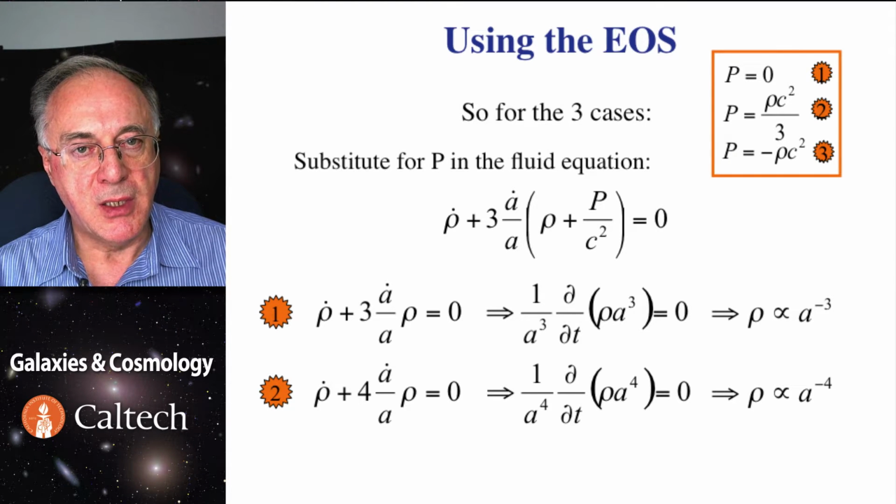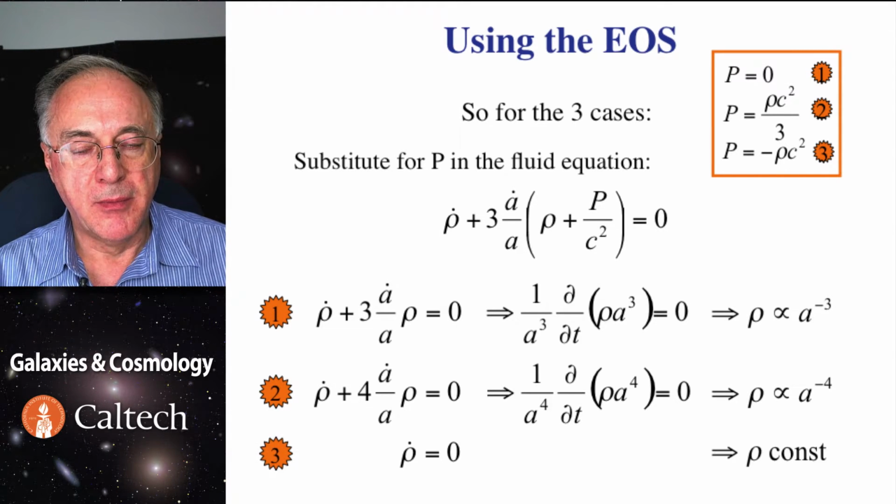But in addition to that, the energy will also go down by 1 power of density because of the cosmic expansion. The wavelengths stretch, and therefore energy goes down. So in that case, the density goes as inverse 4th power of size. And finally, in the third case, the derivative is 0, and therefore the density must be constant.